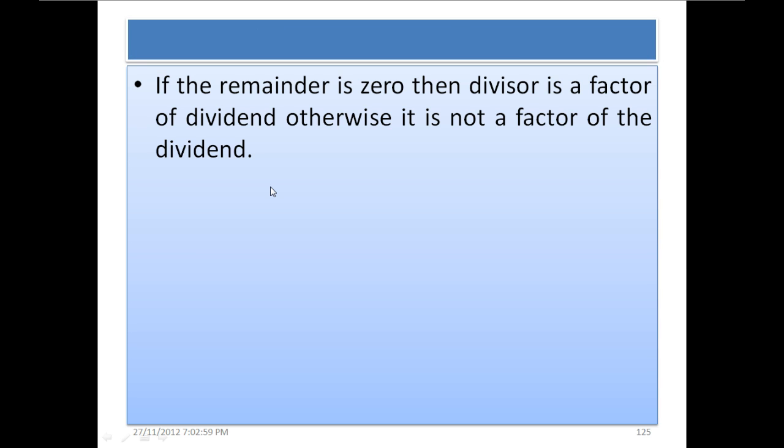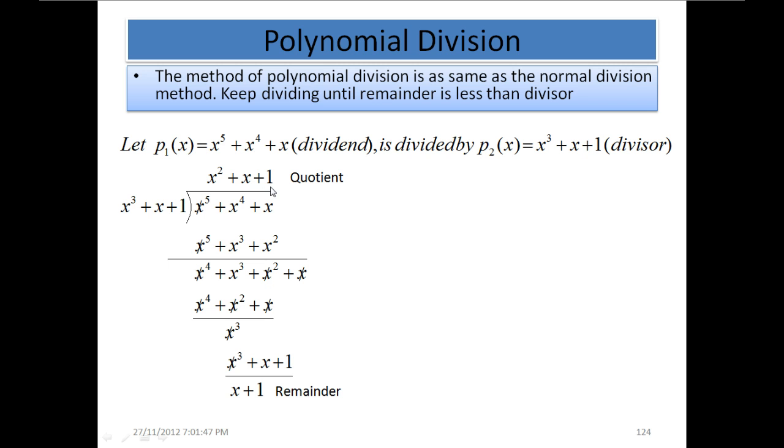If the remainder is 0, then the divisor is a factor of the dividend, otherwise it is not a factor of the dividend. This is the divisor and this is the dividend. If I would have got 0 over here, then I could have said that this term is a factor of this term. But since I don't get a 0 over here, this term is not a factor of this polynomial.